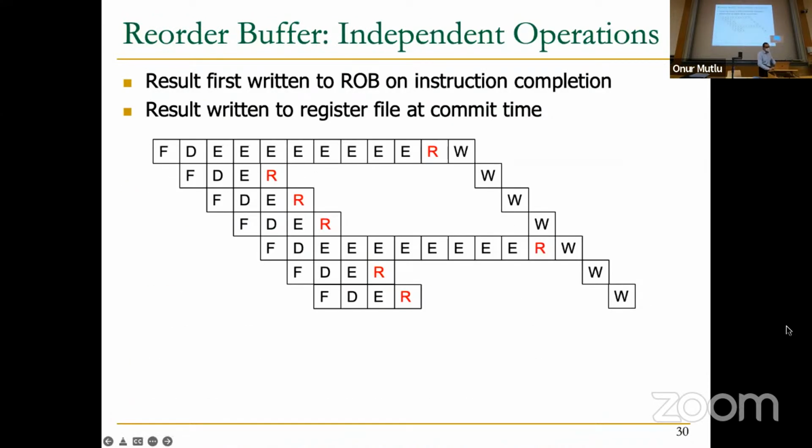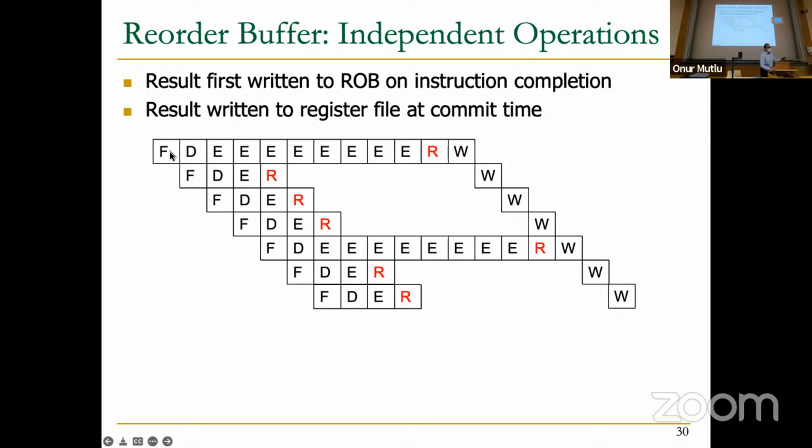So with reorder buffer, this is what happens, basically. This is our earlier program. Instead of taking all instructions the same amount of time, we add another pipeline stage. After the instruction finishes execution, it writes its results into the reorder buffer. And this result gets written to the register file when an instruction is ready to commit, meaning when it's the oldest instruction in the machine.